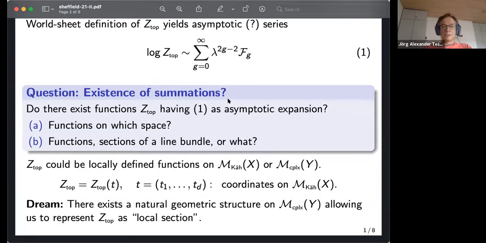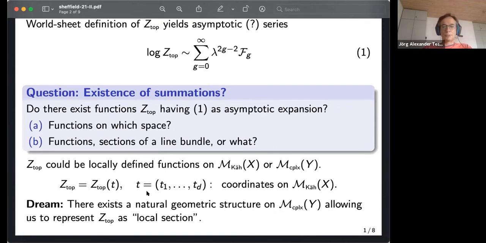But what is, I think, very little known is whether there exist summations like this. It is well known that this is a divergent series. But what you can ask is, do there exist functions having this as asymptotic expansion? This raises several other questions: functions on which space, or do you really want functions or other sections of a line bundle? And in particular, what kind of dependencies do we care about from the point of view of topological string theory? Of course, it should be a function of scalar moduli, or using mirror symmetry, complex structure moduli.